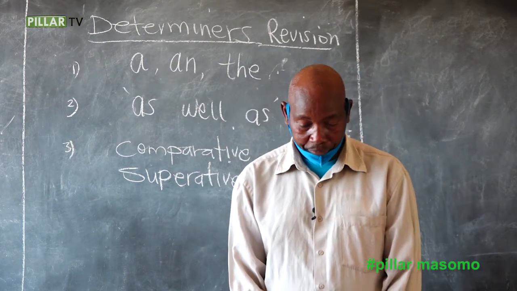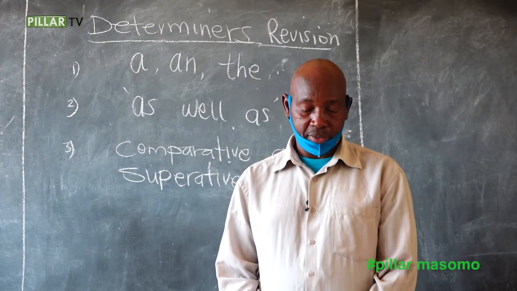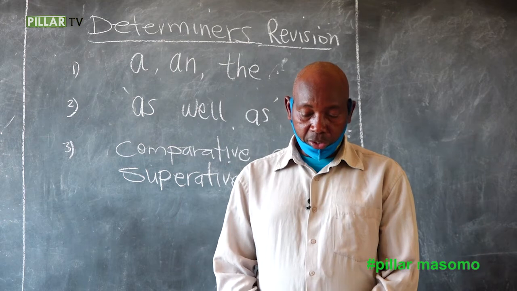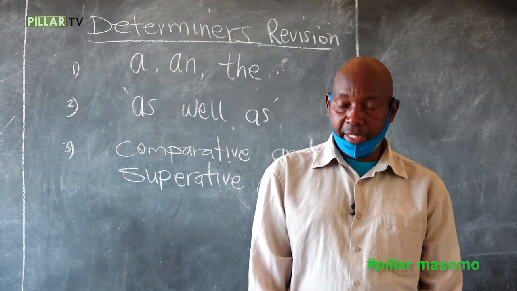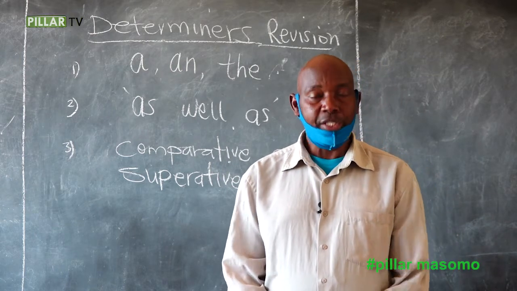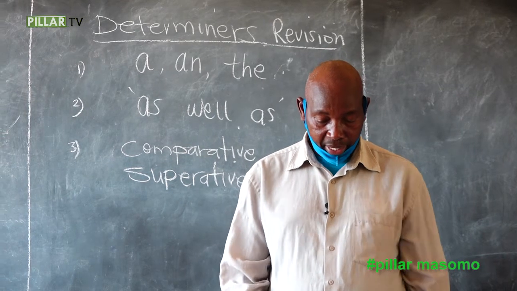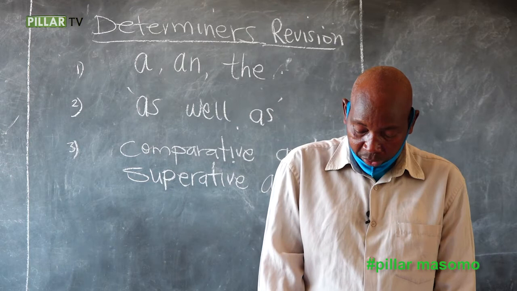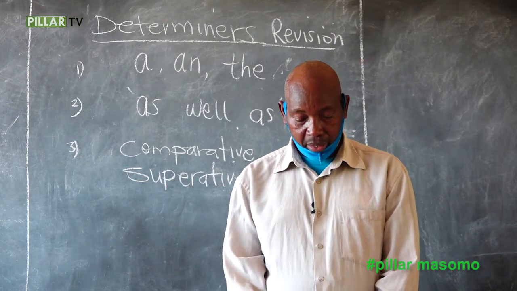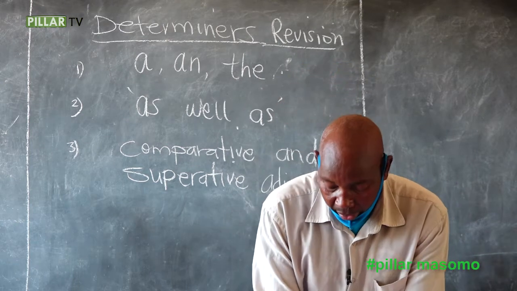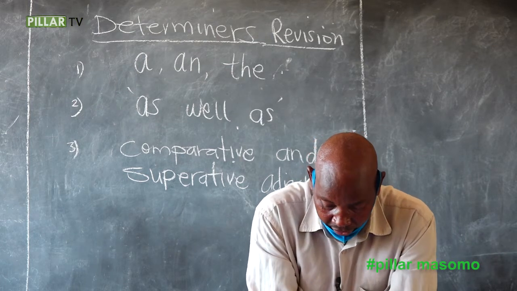The first one, Kandenge plays the piano. He also plays the violin. So the two sentences, when joined, they'll read, Kandenge plays the piano as well as the violin.